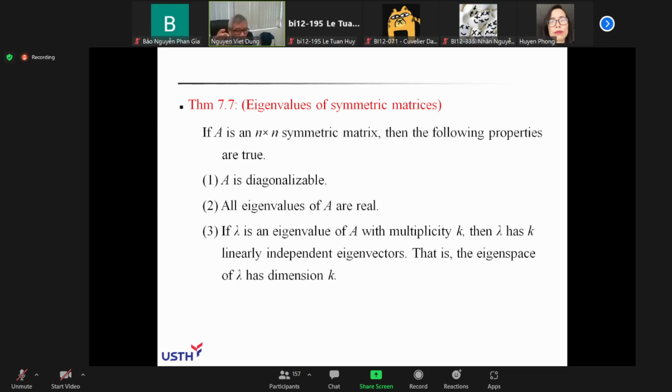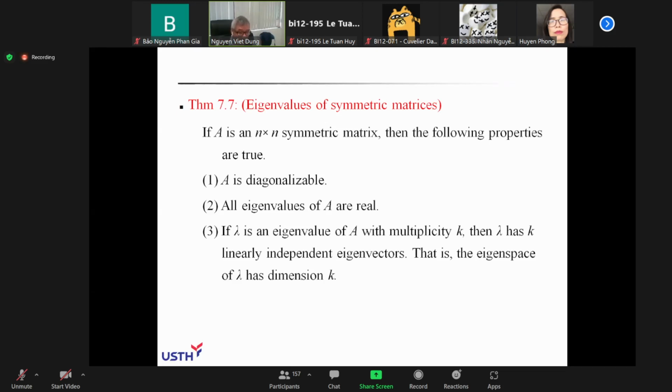The second property is that every eigenvalue of A must be real. At the moment, you can forget property number 2. Why is that? Because usually we can consider complex numbers. However, in this course, we consider only real numbers, so you can forget it.